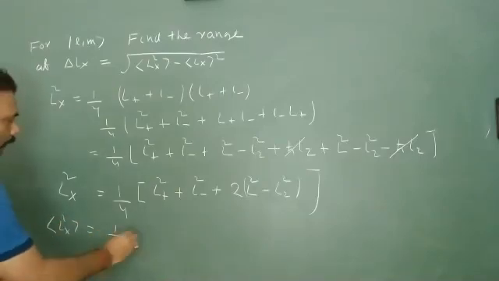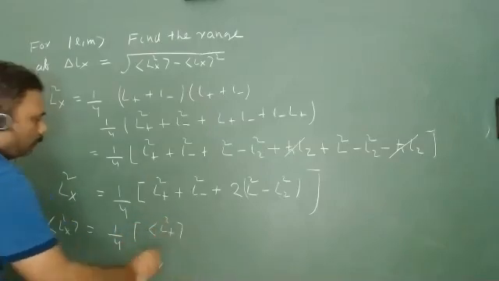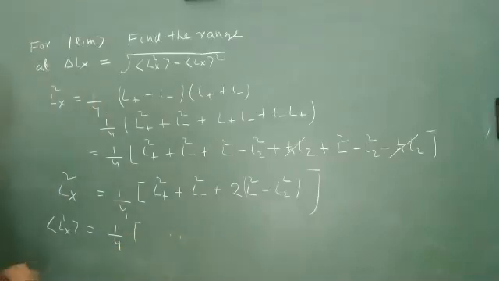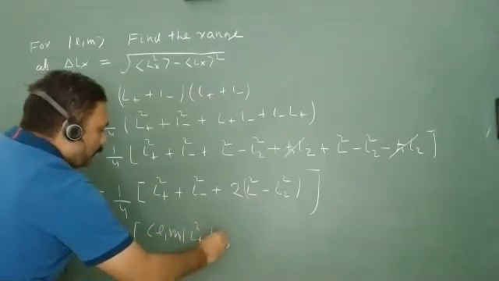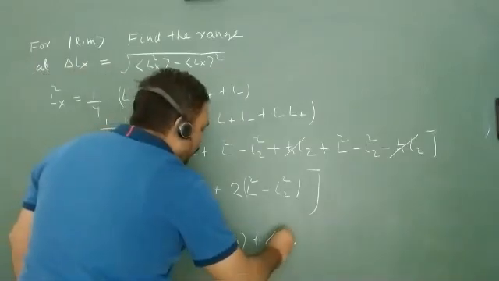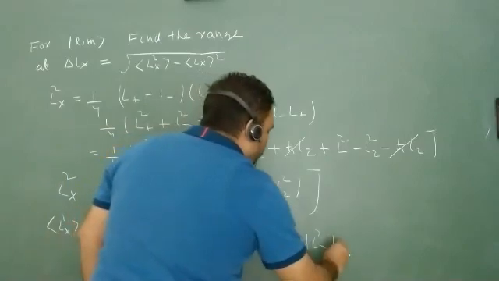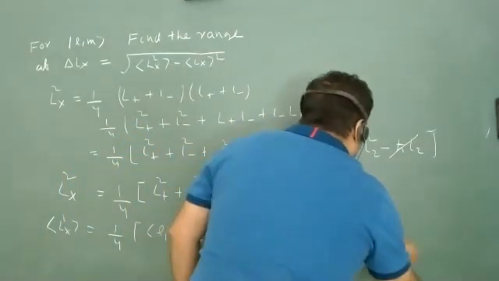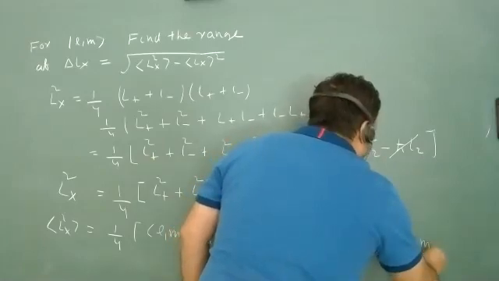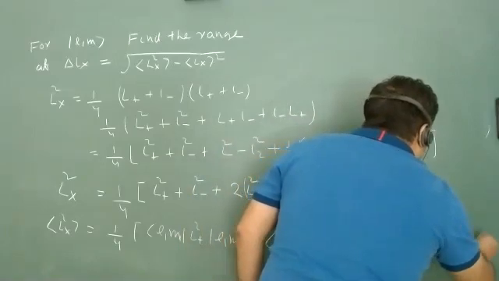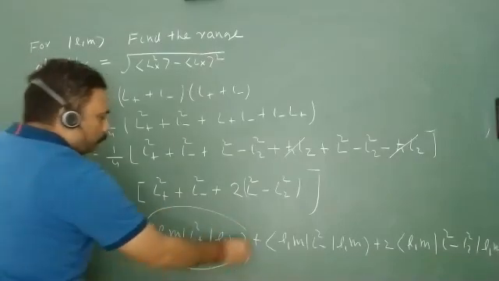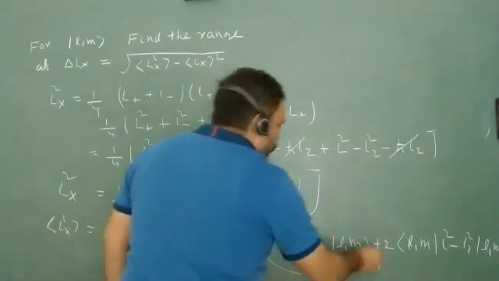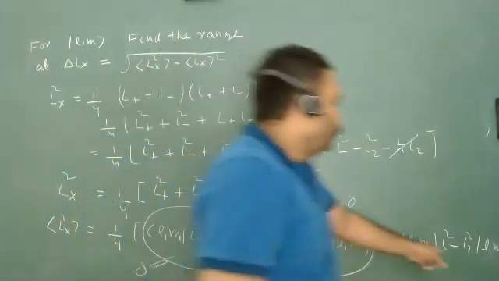So this will be 1 by 4 expectation value of L plus square, and you can write, if you want, something like that. So this will be Lm L plus square Lm plus Lm L minus square Lm plus 2 Lm L square minus LZ square Lm. So what will be this value? Can anybody tell me? We just did this. This value is 0. 0. This value is 0.